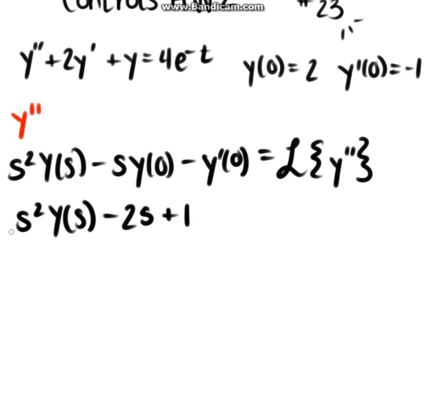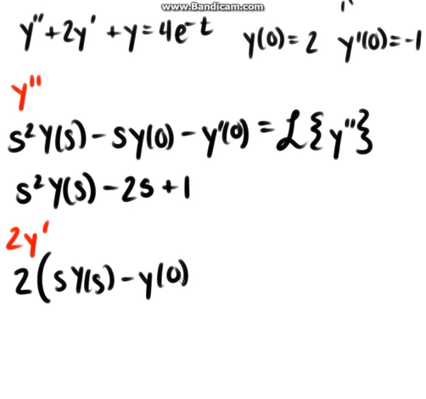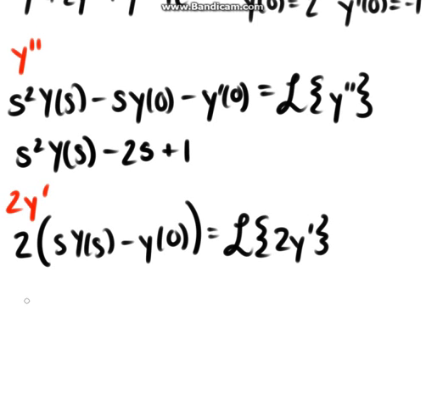And plugging in our initial conditions, we get s squared times Y of s minus 2s plus 1. Now for 2y prime, it's going to be 2 times the quantity s Y of s minus y of 0, which is the Laplace transform of 2y prime. And plugging in the initial conditions, we get 2s Y of s minus 4.